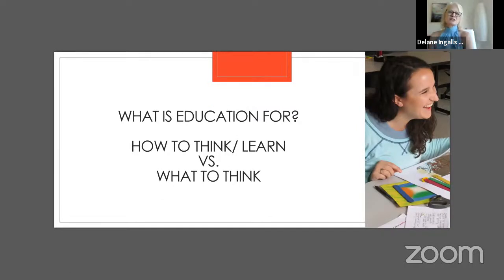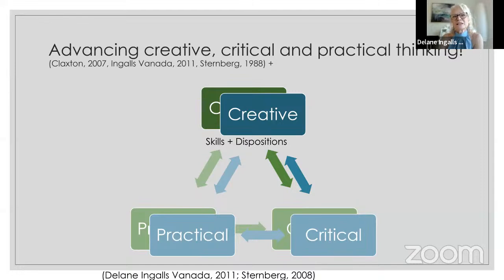So I asked this question, what is education for? Through all of my teaching, I would say there's been this theme of, I really want people to think about how to think, not just what to think. It's not my job to tell them and just impart information. I want the thinking to come from them. So my goal is to advance this balance of thinking creatively, practically, and critically. And not just the skills, but we know that unless people have the dispositions to learn and use these skills, they really fall flat. So dispositions being mindsets, creative mindsets, practical mindsets, critical mindsets.